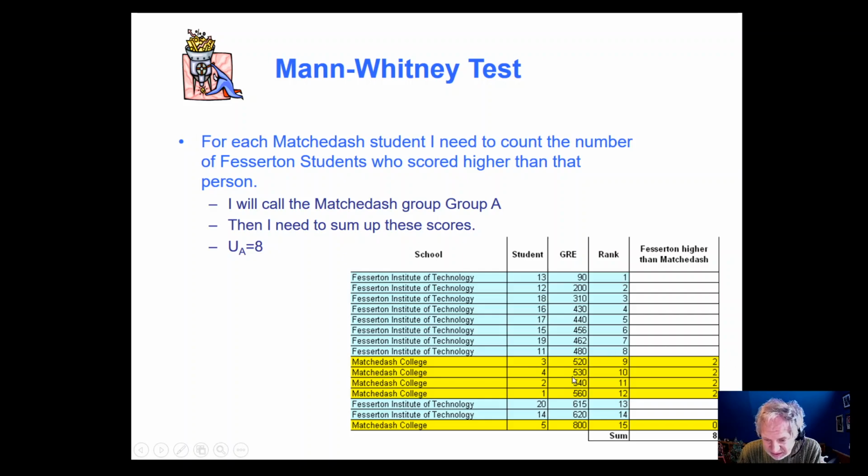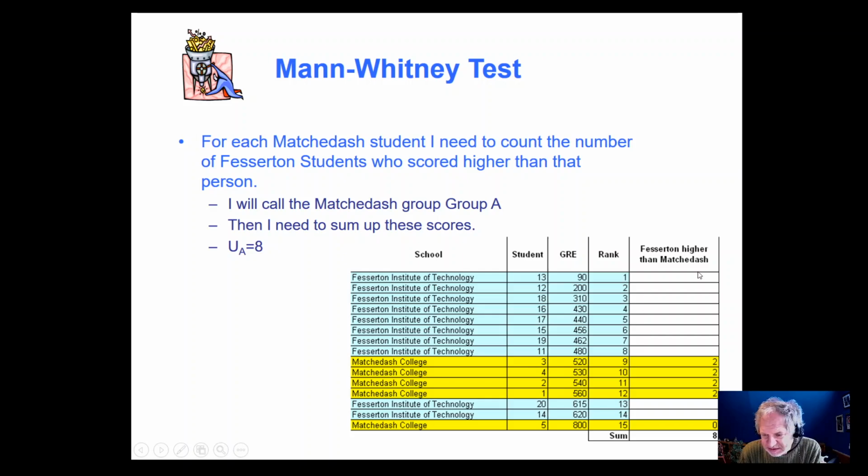I go down to the next person. They had a score of 530. They rank 10th. There are 2 Festertons that are higher than them, a score of 2. I go through this cluster of 4 people, and there are 2 Festertons that score higher. Then the last Match-A-Dash student, there are no Festerton people who score higher. So I put in a 0. And then this is referred to as my UA.